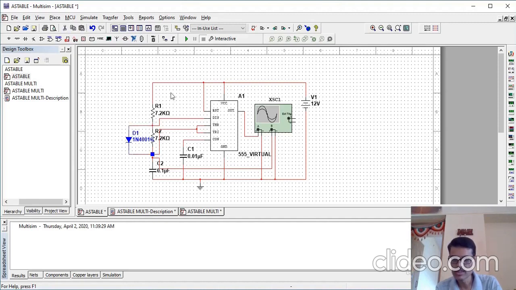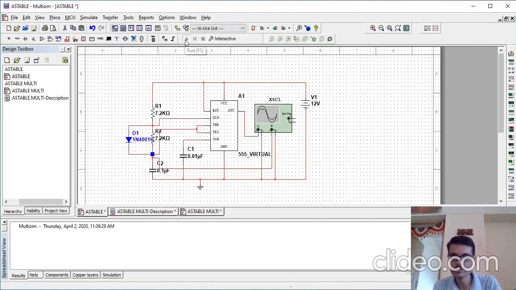Now the capacitor will charge through R1 and the diode, and discharging will happen through the resistor R2 through this pin. So RA is equal to RB.